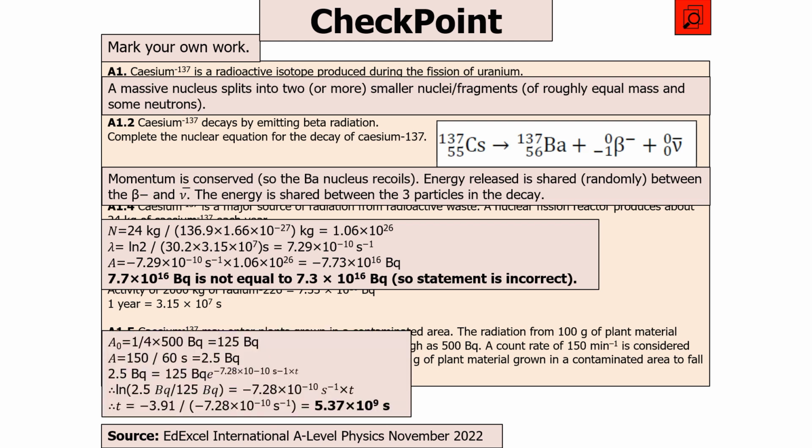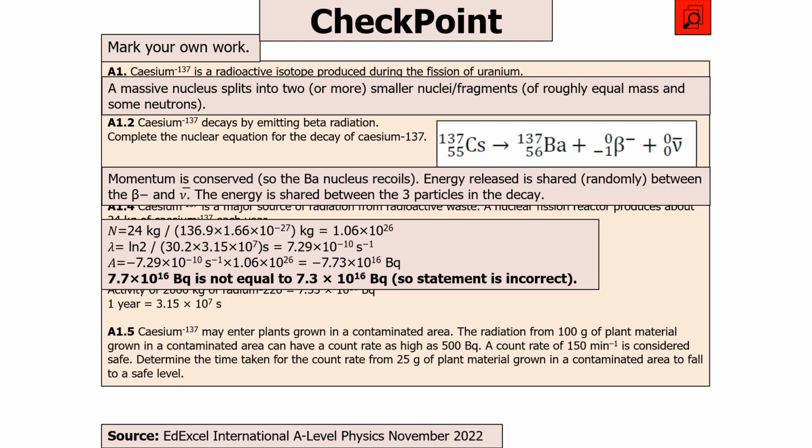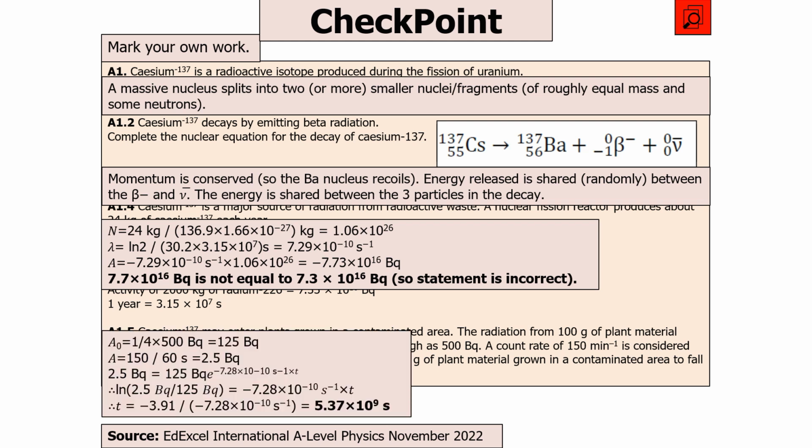In the next question, we know A is equal to a quarter of the initial, because if we look down, we can see how long it's taken to drop there. So it's quartered, so therefore it's going to be a quarter of the initial, so 125 becquerels. In seconds, that's going to be 2.5 in your activity, because you know it's 150 count rate per minute, so per second is 2.5 becquerels.